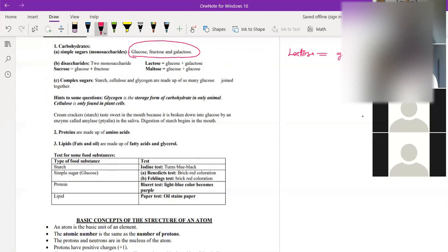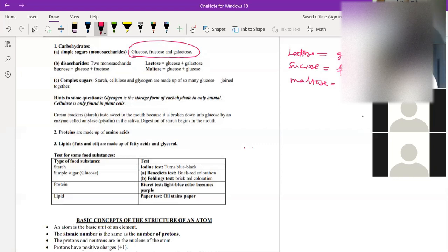Okay. Now, when I take sucrose, for some funny reason, it rhymes with fructose to me. Fructose, sucrose. So I know this has fructose in it. And then the other one is glucose. Then when I come to maltose, maltose is made up of two glucose molecules. Glucose and another glucose. Okay.